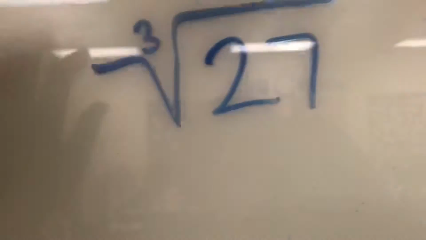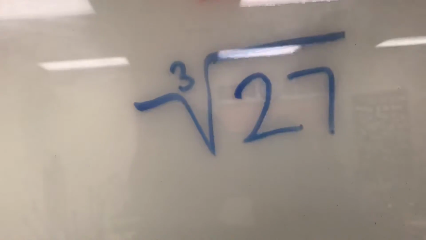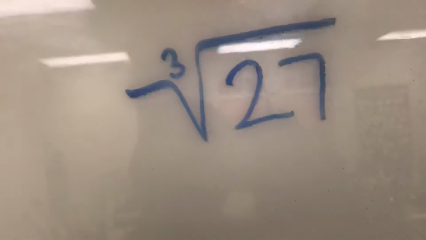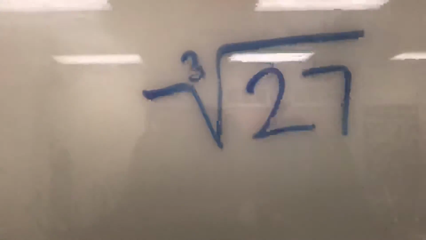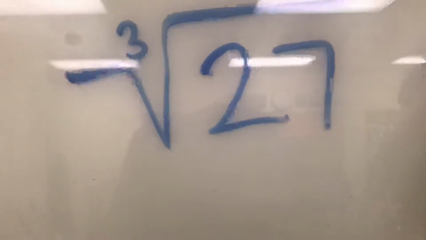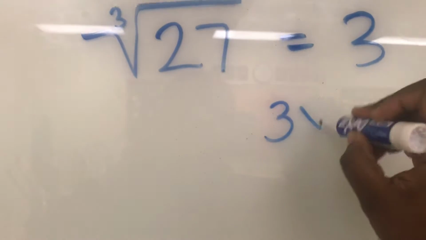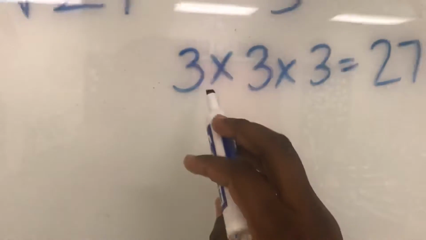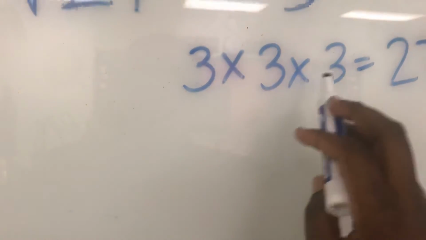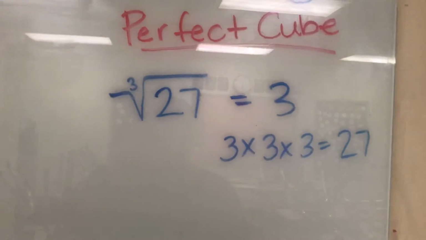So let's make this 27. So what this is asking you is, what is a number times itself 3 times? What number times itself 3 times gives you 27? And that number is 3. Okay. Because 3 times 3 times 3 equals 27. 3 times 3 equals 9, and 9 times 3 equals 27. So that is why that is the answer.